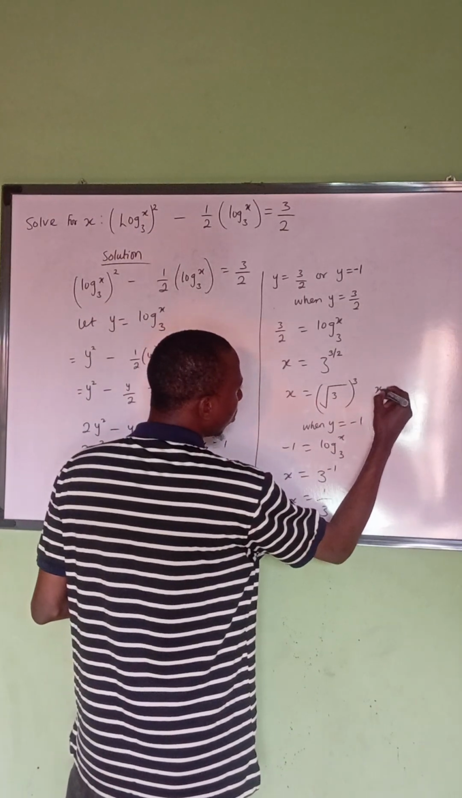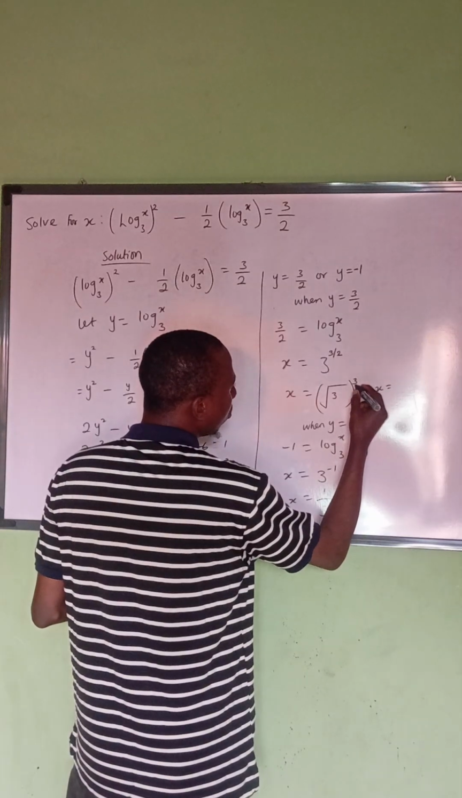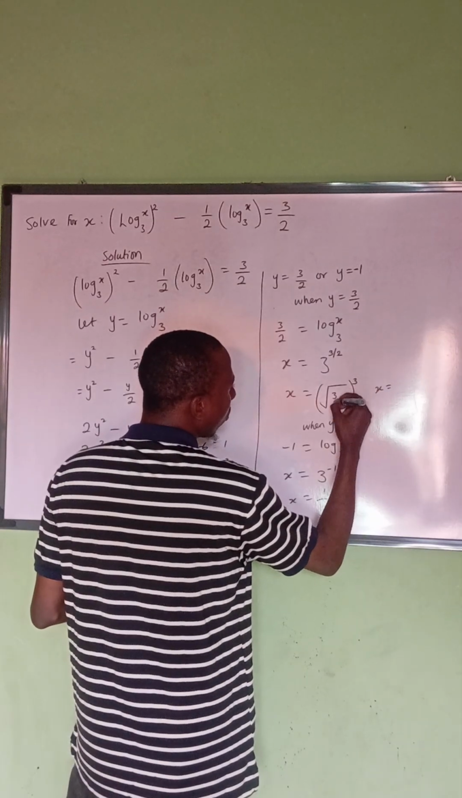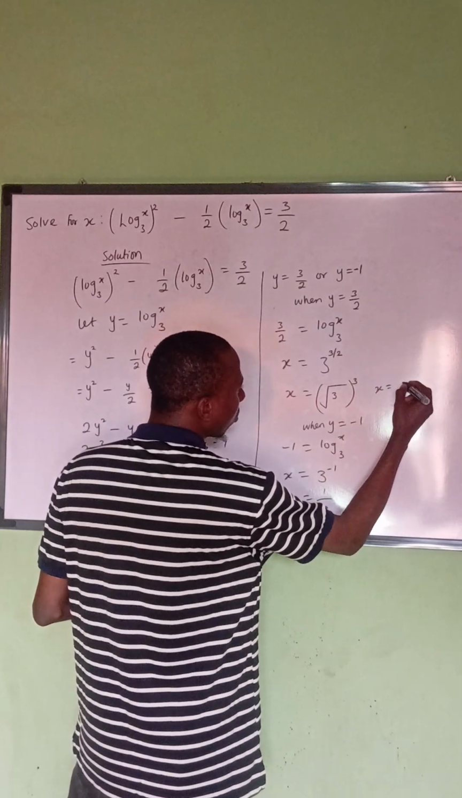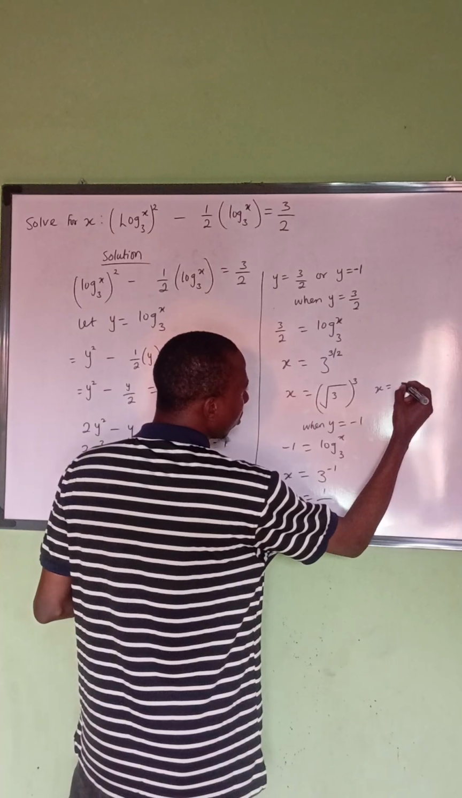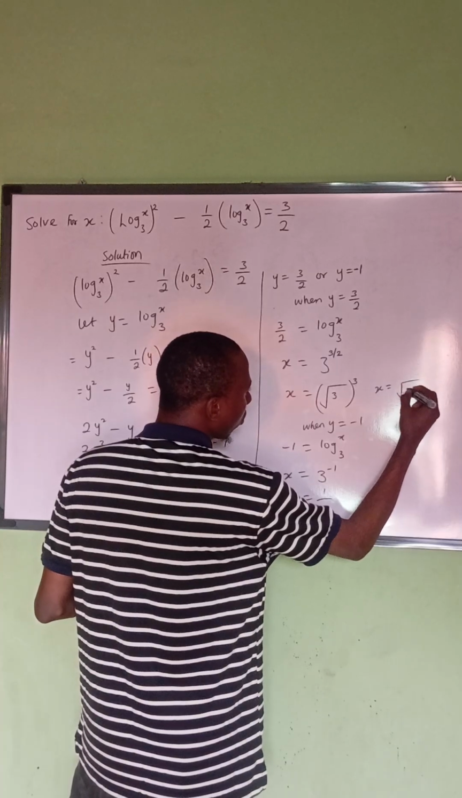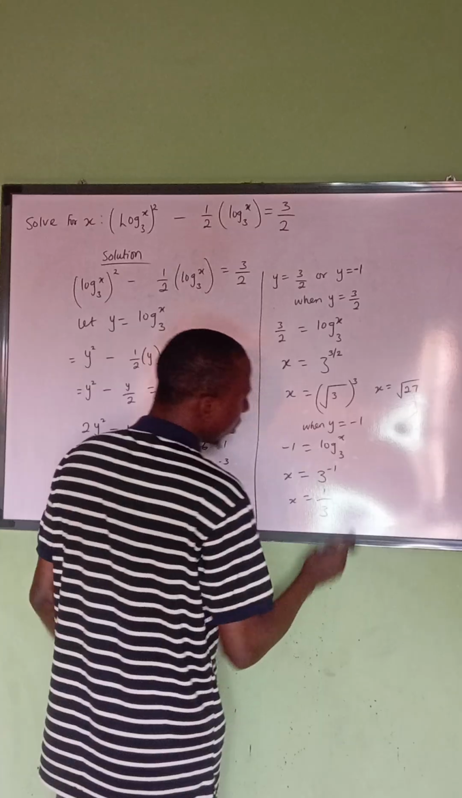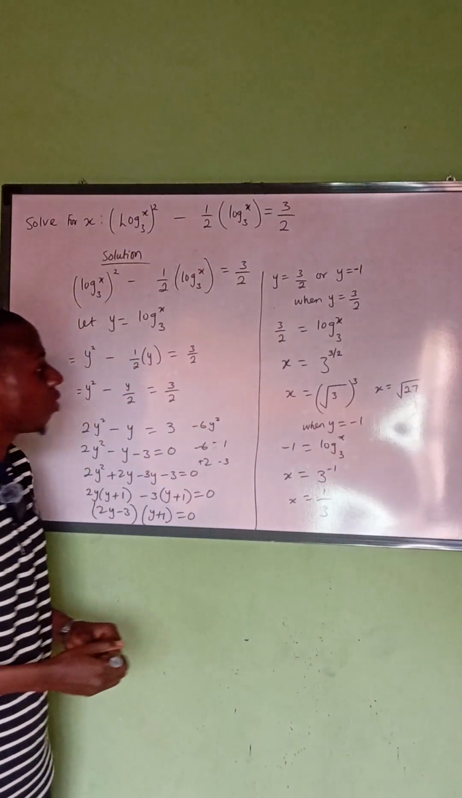We can have x to be equal to the square root of 27, since we have the cube of the square root of 3. So it is either this one or this one. These are the values of x that we have.